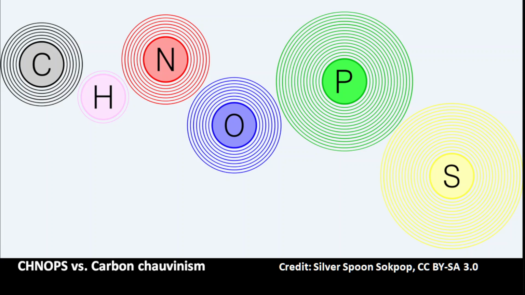GNOPS is an acronym for the most common chemical elements that are used for life: carbon, hydrogen, nitrogen, oxygen, phosphorus, and sulfur. The carbon single and double bonds are fine-tuned. They are strong enough to build the molecules of life, such as proteins and DNA. But they are not too strong, which makes it possible to recycle biomass. Carbon chauvinism is the argument that life could be based on other elements, such as silicon.